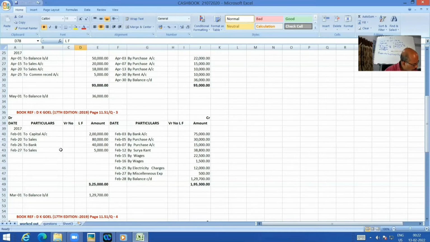40,000, that's over. Received for cash sales, 5,000. So what's the entry? Cash to sales, 5,000. That's all. Paid for miscellaneous expenses, by miscellaneous expenses, 5,000. Total the heavier side, 3,25,000. Put the total across here.